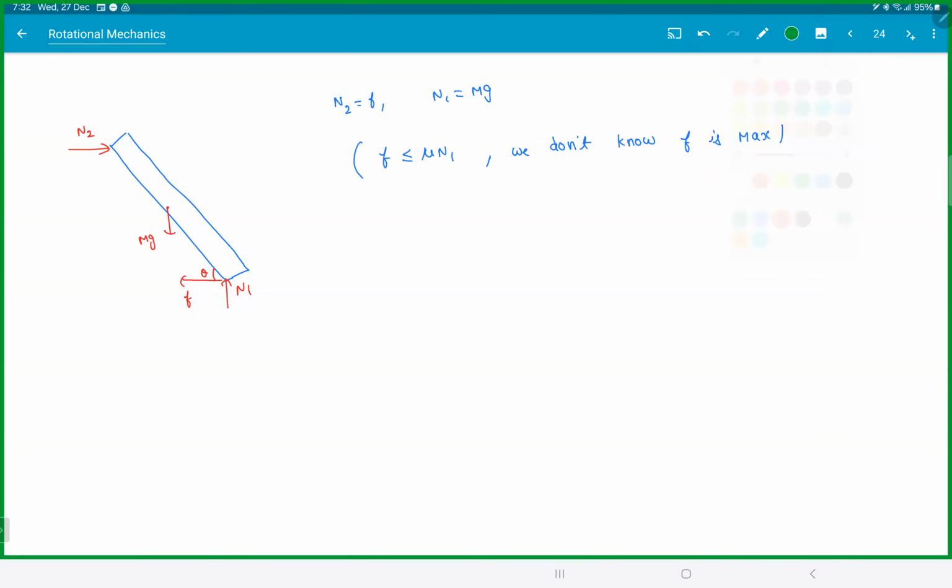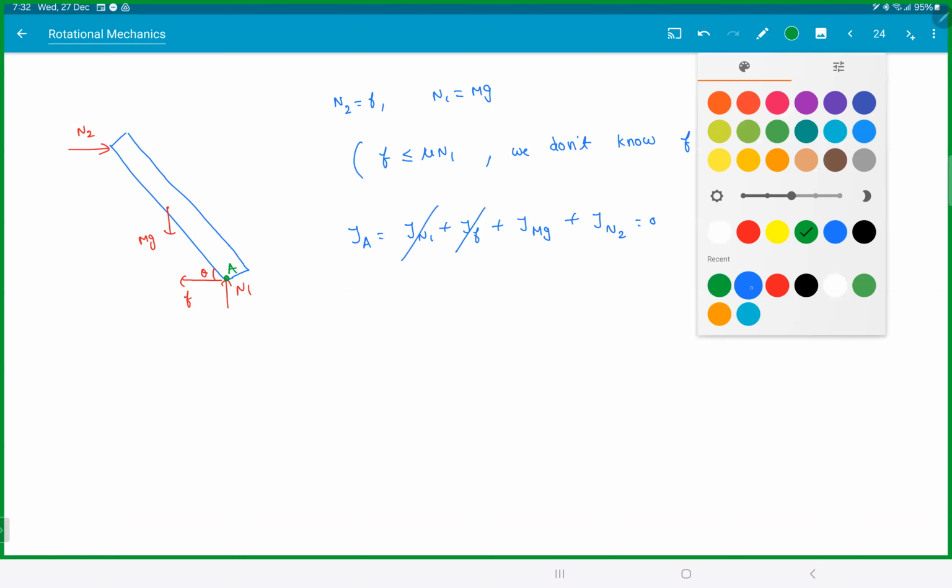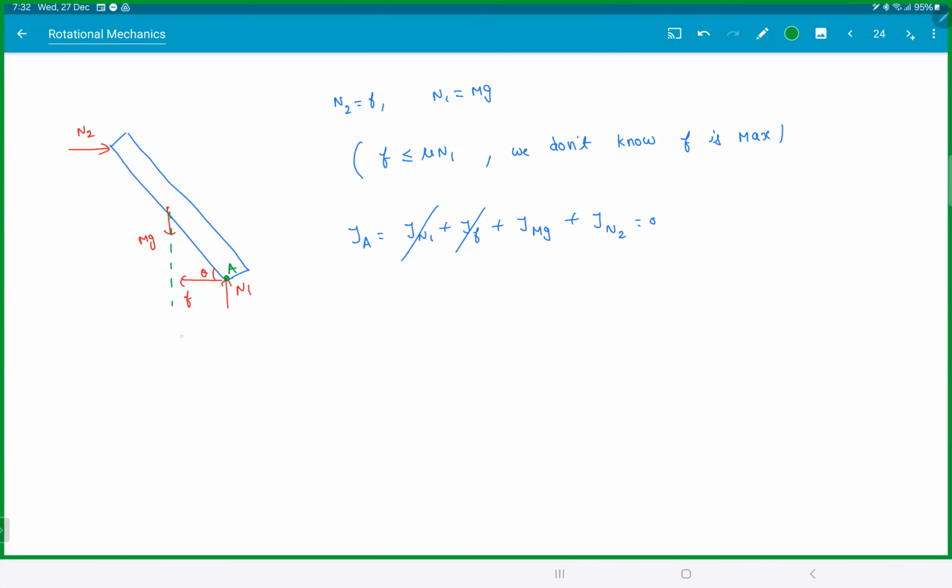Now take a torque about any point. Which point do you think? We'll take the bottommost point. Torque about A will be torque due to N1, torque due to friction, torque due to mg, and torque due to N2. N1 and F are gone. Now for mg, extend the line, drop the perpendicular. This distance will be L by 2 cos theta. For N2, extend the line and drop a perpendicular. This distance will be L sin theta.